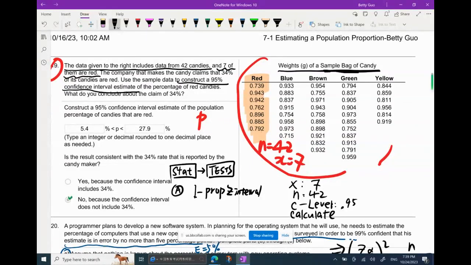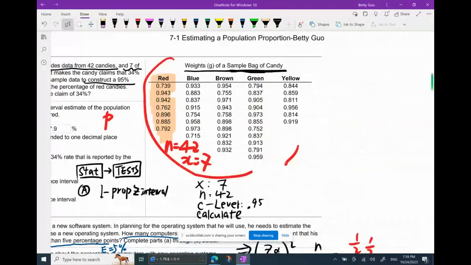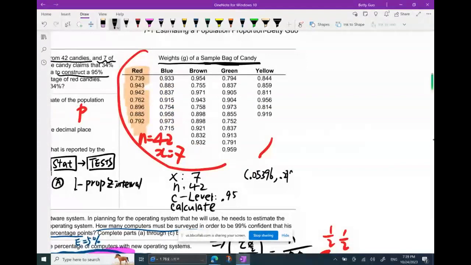Remember, you only enter one time. If you do it twice, depending on your calculator, you might lose the result. So only enter one time. What I see right now on my calculator is an interval. The left endpoint is 0.05396, and the right endpoint is 0.27938.